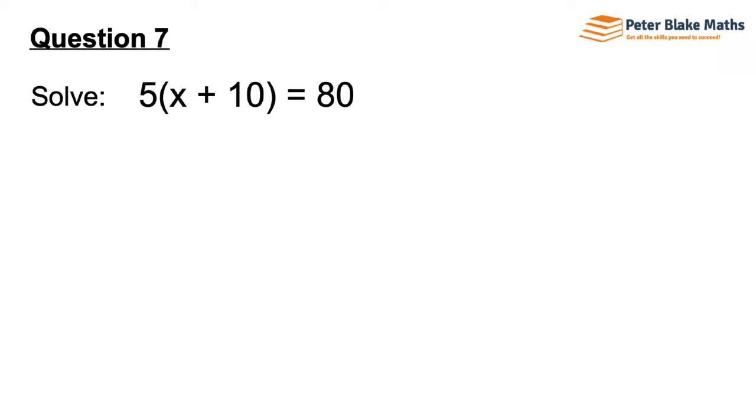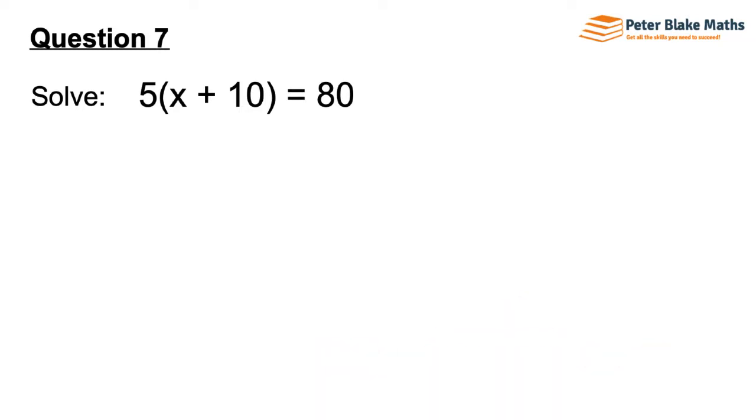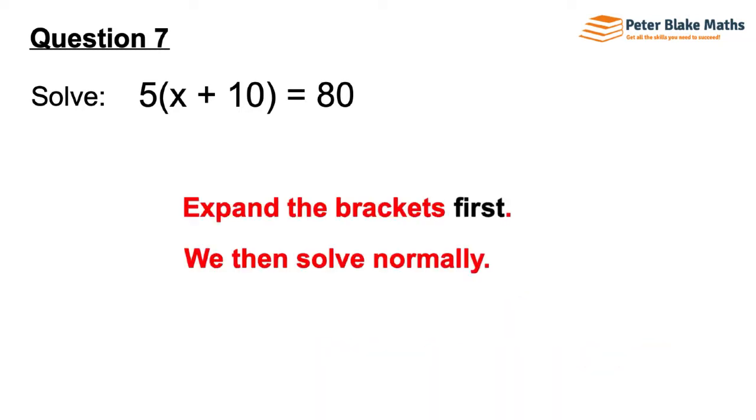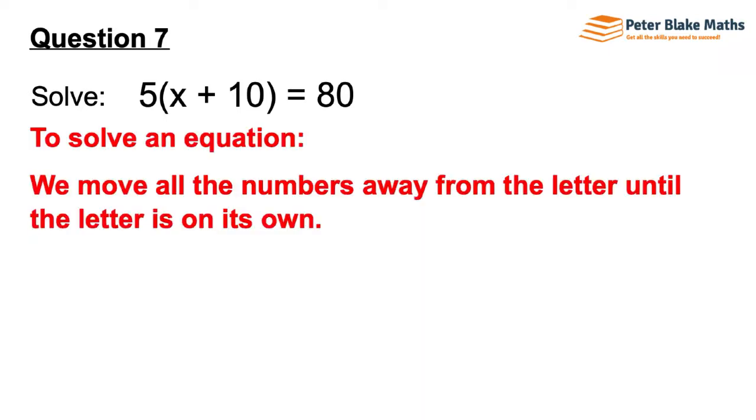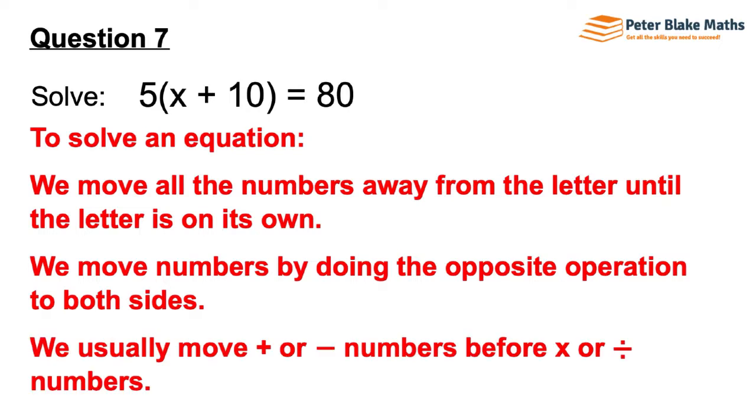Question 7. Solve 5 outside of x plus 10 equals 80. We're going to expand the brackets first, then solve normally. So to solve, we'll move all the numbers away from the letter until the letter's on its own. We'll move numbers by doing the opposite operation to both sides, and we usually move plus or minus numbers before multiply or divide numbers.